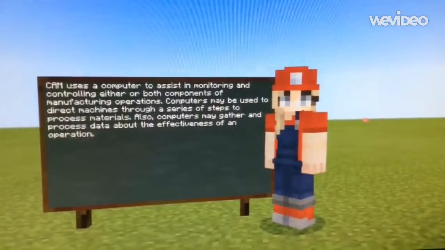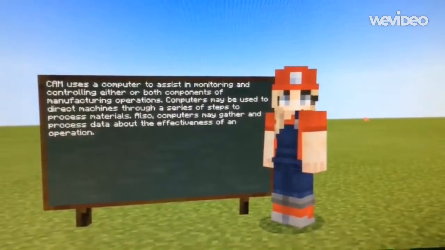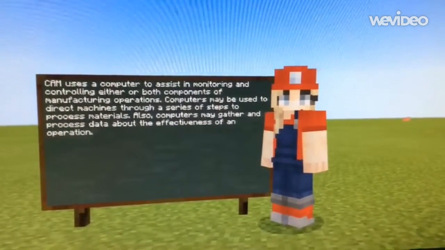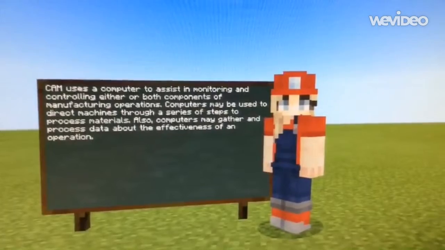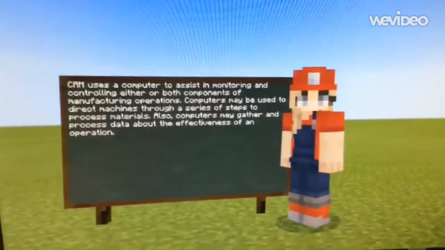CAM uses computers to assist in monitoring and controlling either or both components of manufacturing operations. Computers may be used to direct machines through a series of steps to process materials. Also, computers may gather and process data about the effectiveness of an operation.